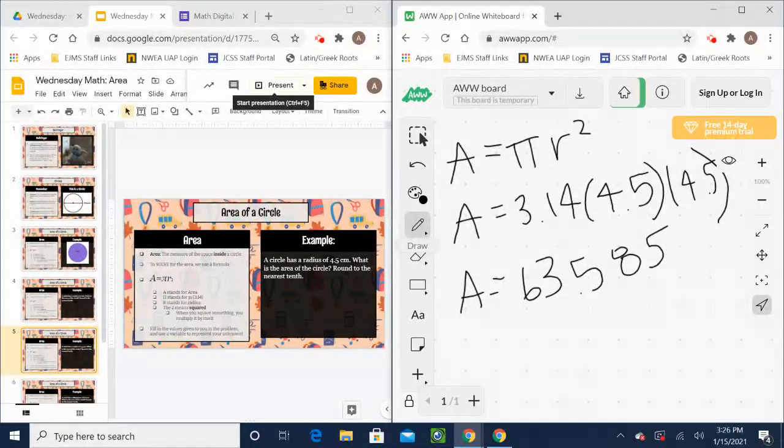63.585. Okay, notice we're rounding to the nearest tenth. So I'm focused on this digit. The one behind me tells me how to round, and that is larger than 4, so it is going to go up. So my answer becomes 63.6. That's my answer.